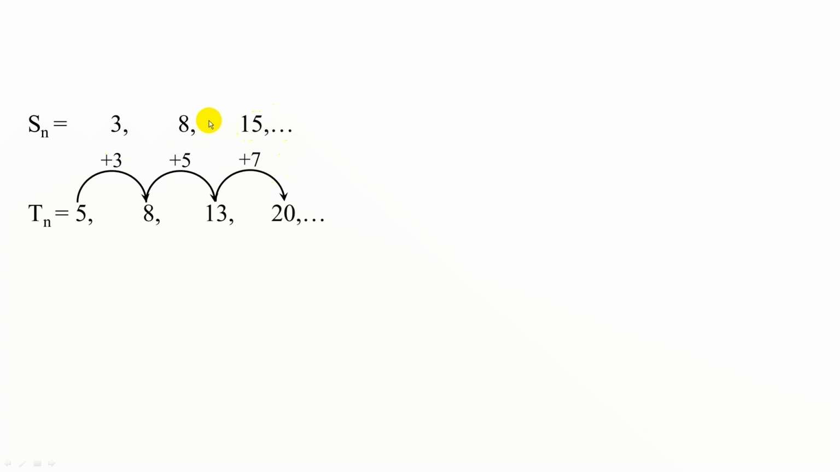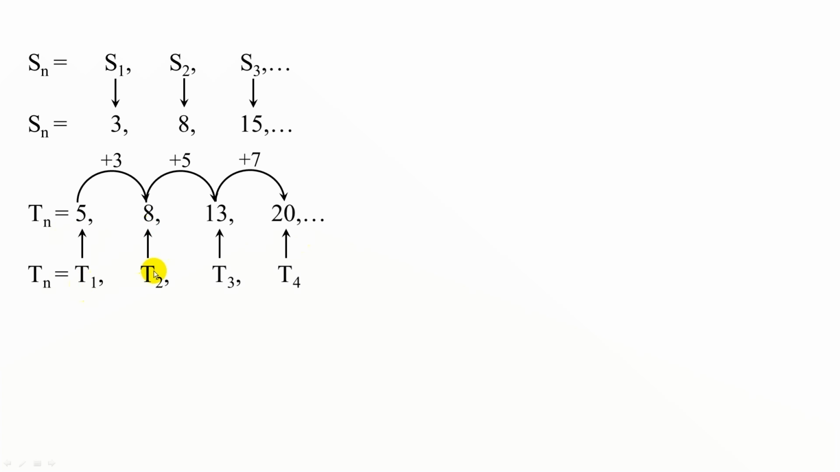Okay, so you can represent all of these sums of terms, the sums here, with S1, S2, and S3. We use this symbol Sn. So 3 is S1, 8 is represented by S2, and 15 is represented by S3. How about this one, Tn? This one you can also represent by T1, T2, T3, and T4. This is the number of term, this is the number of sum.